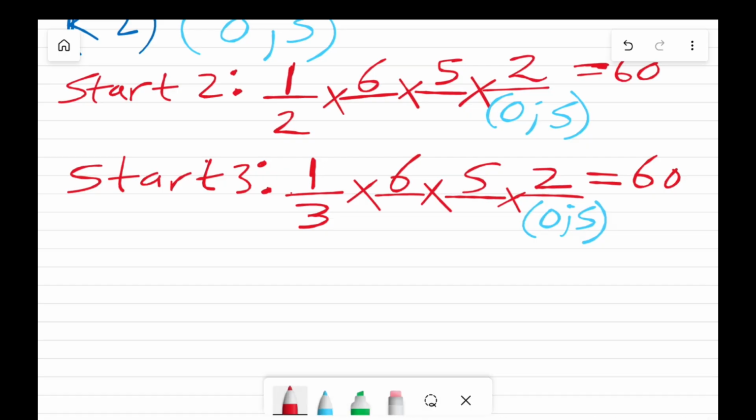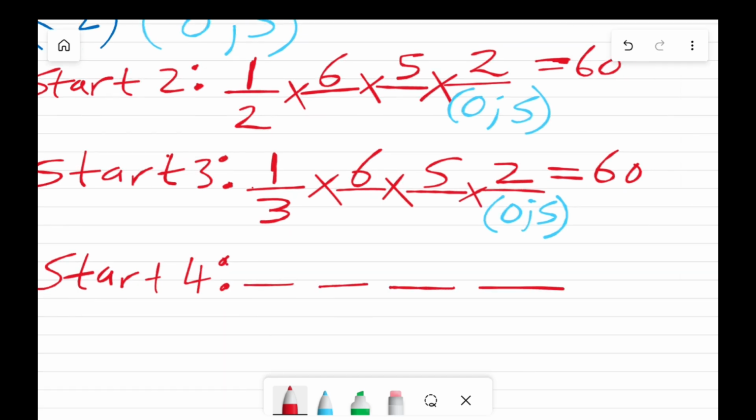Now I'm starting with a 4, right? I start with a 4 here. There. So I'm going to create my 4 slots. 1, 2, 3, 4. Those are my 4 slots there that I'm going to create. If I start with a 4, there's only one way of using a 4.